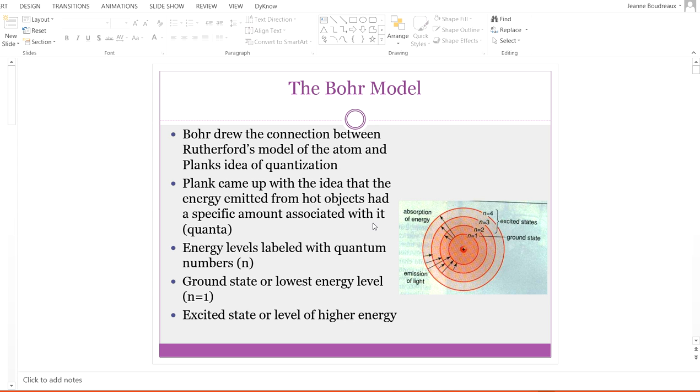Hi ladies, today we are going to start the quantum theory part of the notes. But before we start with the quantum theory, I just want to go back over the Bohr model.